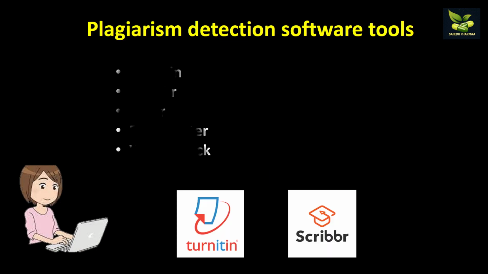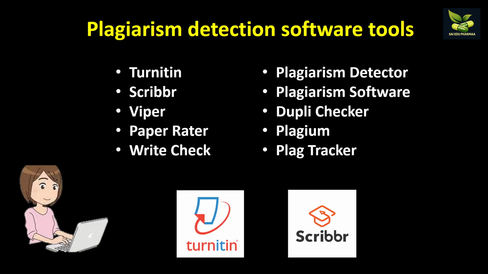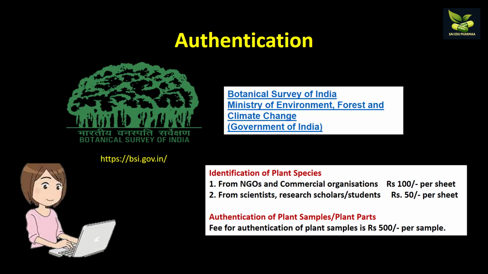These are some of the plagiarism detection software tools: Turnitin, Scribbr, Viper, Paperrater, WriteCheck, Plagiarism Detector, Plagiarism Software, Duplichecker, Plagium, and PlagTracker. Generally, we use Turnitin. We have Turnitin at institute level also. Similarly, a student version is also available, which is very cheap. You can purchase it and use it.